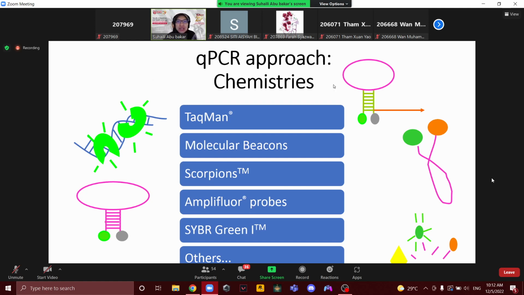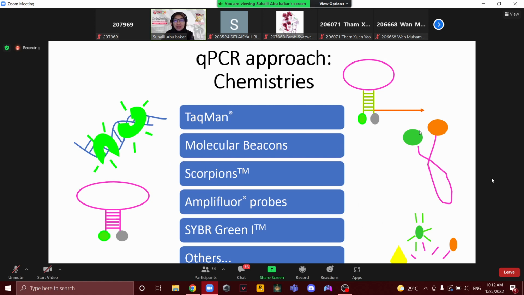Okay, now in terms of the chemistry, tadi kita go detection first and then now we back to the chemistry. Back to the nature of the fluorescently label tu. Kita tengok sedikit apa maksud the chemistry. So, qPCR plus chemistry. Okay, so based on this picture, you can match with the name. Nanti you guna your gadget, you guna your laptop, you annotate sendiri. This one match to what? TaqMan, molecular beacons, Scorpion ke, amplifluor probes ke, SYBR Green ke, boleh. You match it. Partner it.